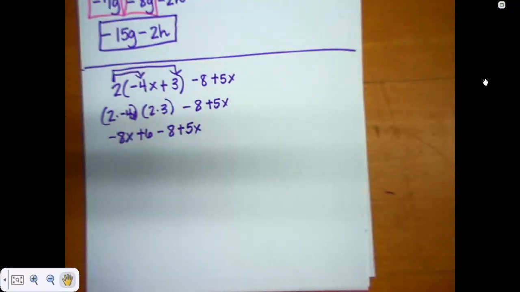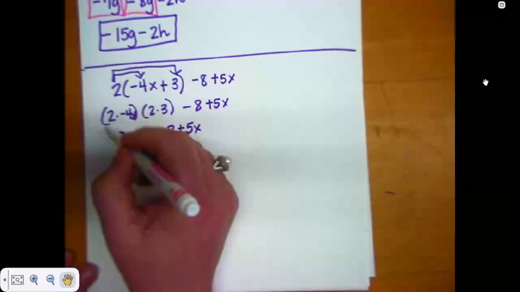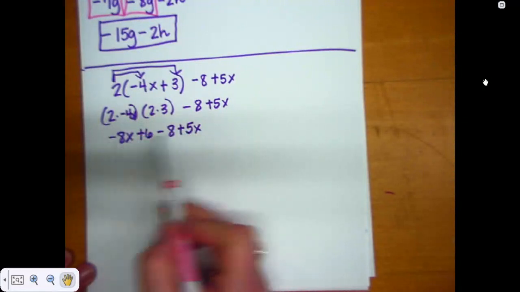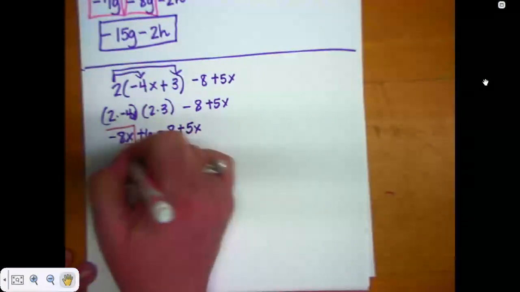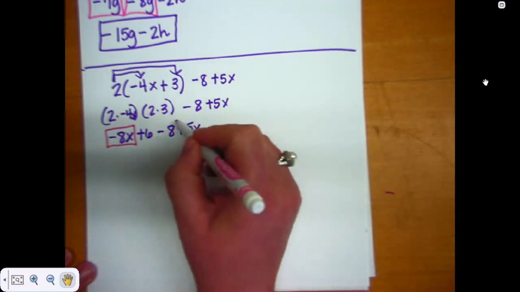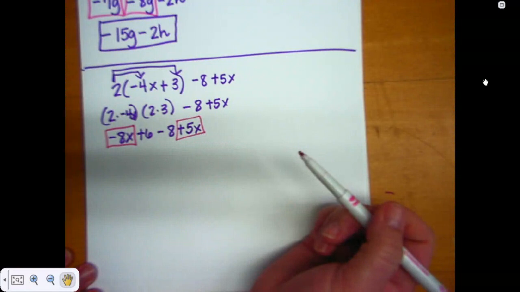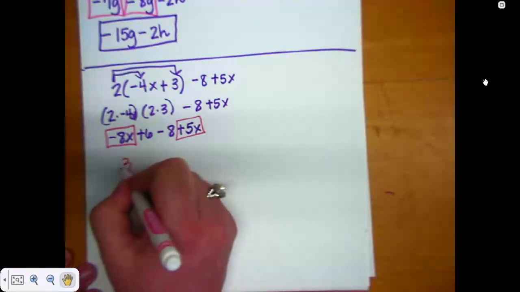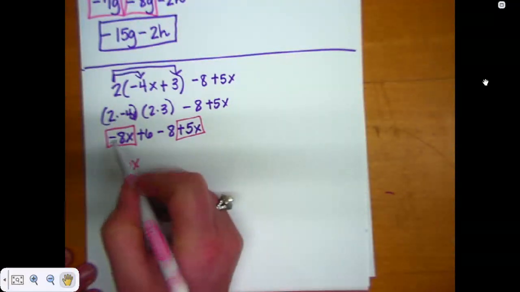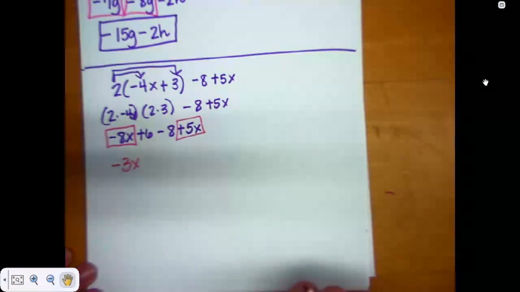I do notice that I have some like terms. I have two terms that have x on the end, so I can combine those. Negative 8x and positive 5x. My signs are different, so I'm going to subtract, and I'm going to get 3x, and I'm going to keep the sign of the largest absolute value, which is negative.